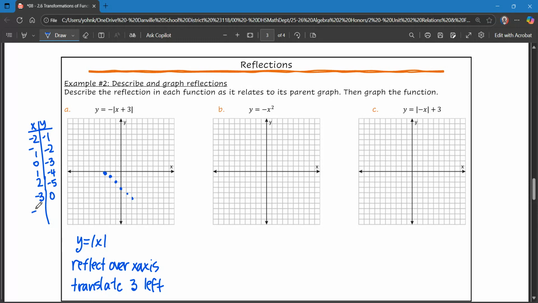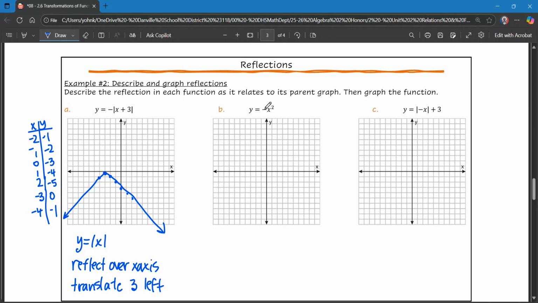If I plug in -4, I'm going to get -4 plus 3 is -1. I get -1. Look at that, there's our graph starting to bounce back down. So once I know what the picture is going to be, once I know it's reflected over the x-axis, so it's going to reflect down and it's going to translate left, that's going to also help me draw my picture because I knew it had to keep going to the left.